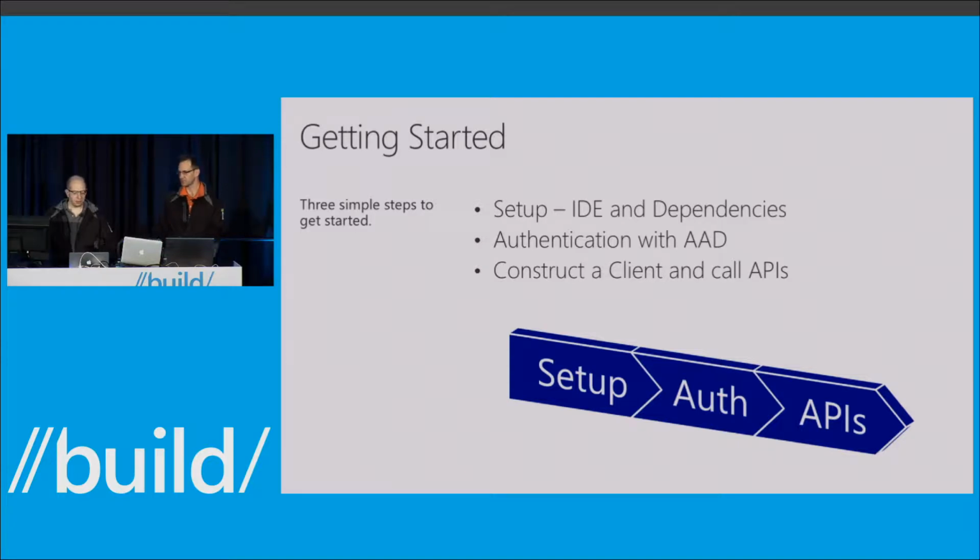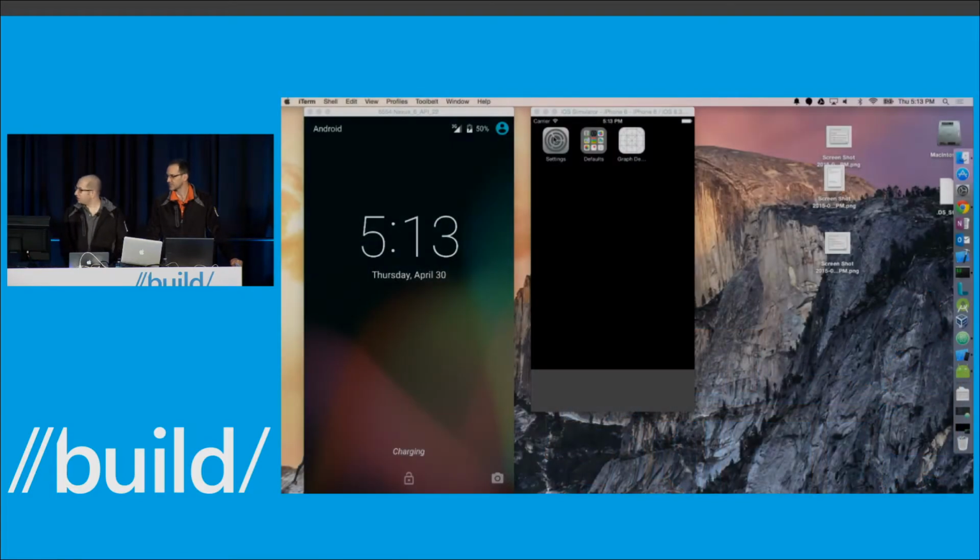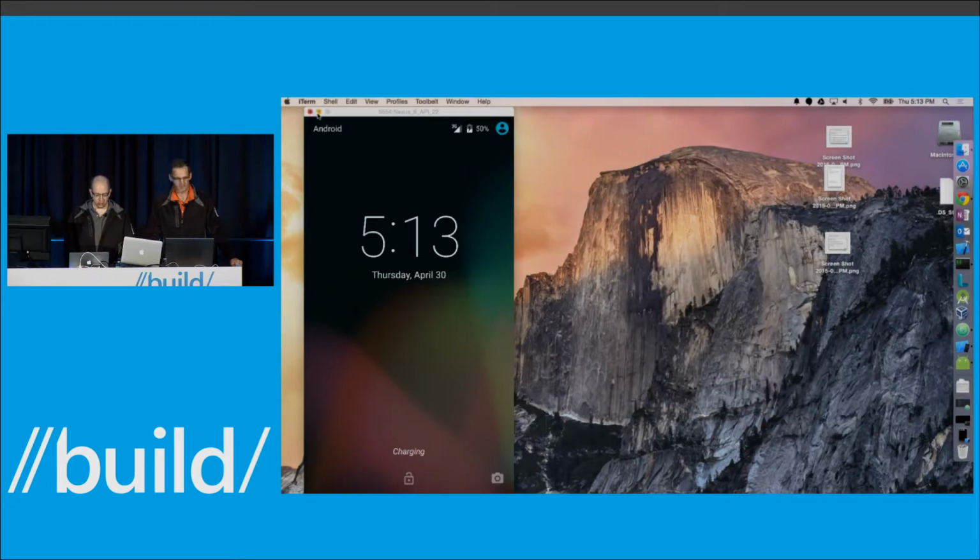All right, so enough talk. Let's start doing some coding here. Let's show our pretty slide. So we're going to start off with iOS, and let me switch over to my desktop here. I've got iPhone 6 on the right and Nexus 6 on the left, true to actual size.